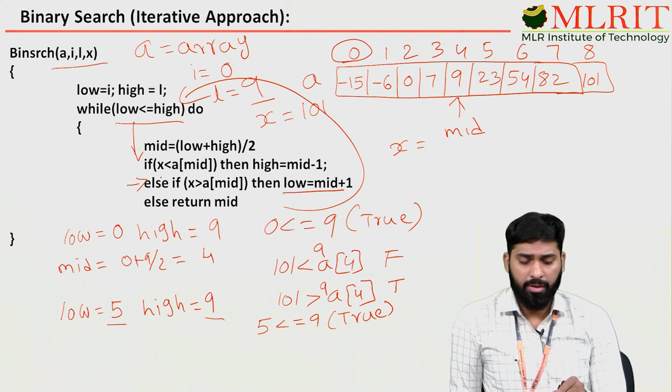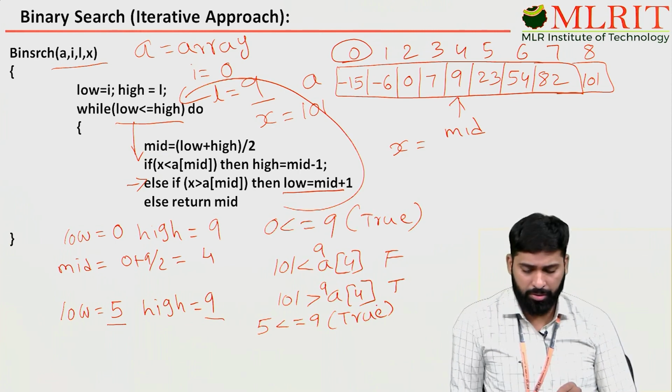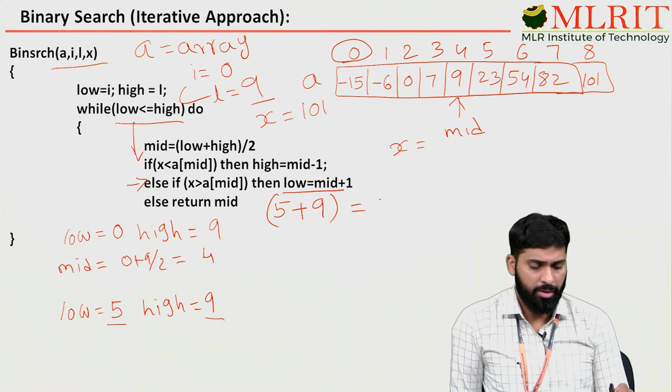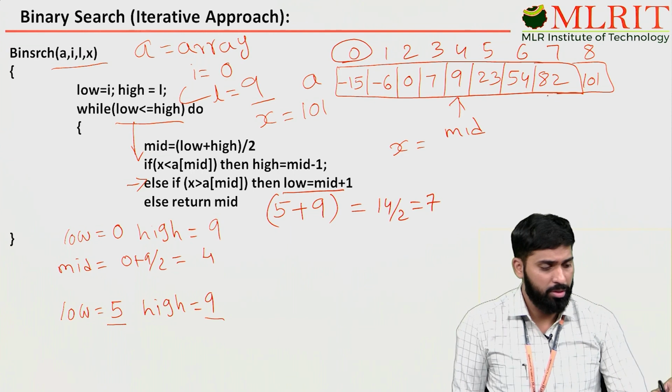Again, what is mid? Low plus high by 2. Low is 5 and high is 9, so 5 plus 9 is 14, by 2 equals 7. Now this is the mid value.